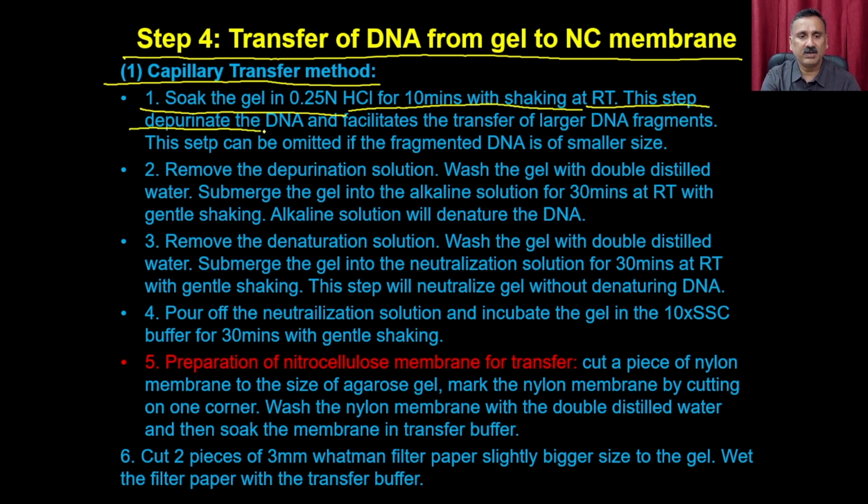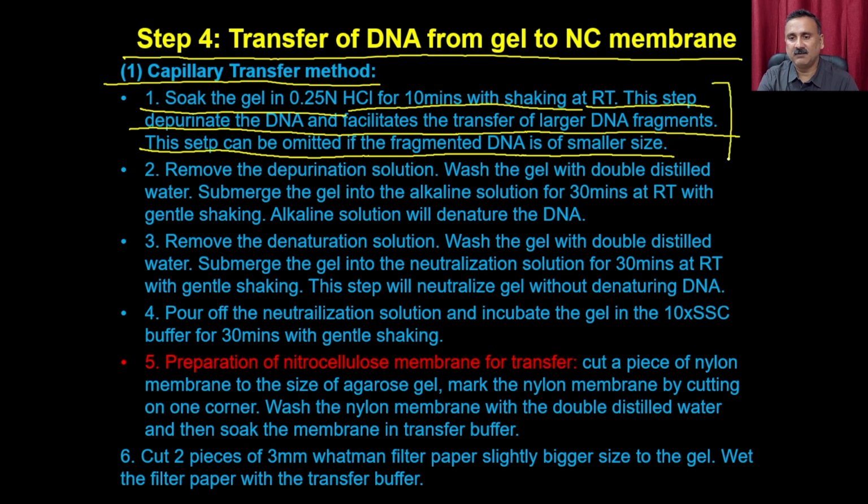This step depurinates the DNA and facilitates the transfer of larger DNA fragments, and this step can be omitted if the fragmented DNA is of smaller size. This is a very important step which is required only when you have a large fragment, so that you soak the gel in 0.2 normal HCl and all the purines are depurinated, and that is going to increase the efficiency of the transfer.